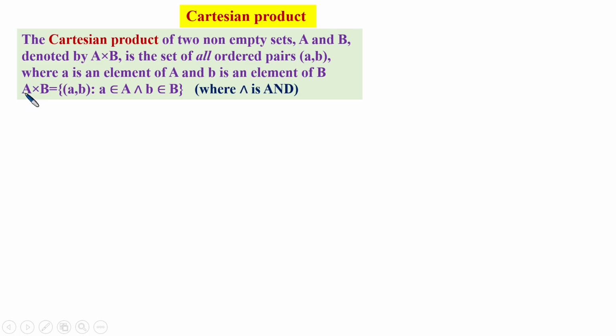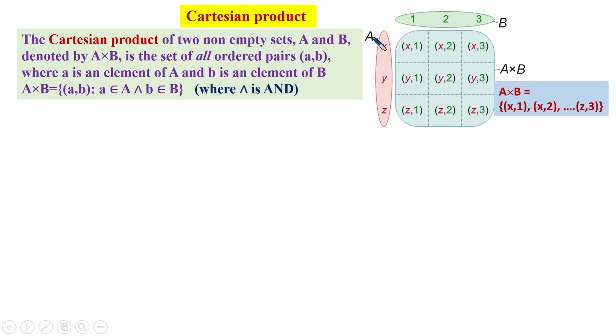I can write the set A cross B in set builder form, that is A cross B is equal to the ordered pairs (a, b), with small a and small b, such that a belongs to A and b belongs to B, where this caret is a symbol for AND. To explain it better, suppose set A contains elements X, Y and Z, and set B contains elements 1, 2 and 3. Then the Cartesian product will be X comma 1, X comma 2, X comma 3, and so on. So you will have 9 combinations. These are the elements, and I can write A cross B equal to all these elements.